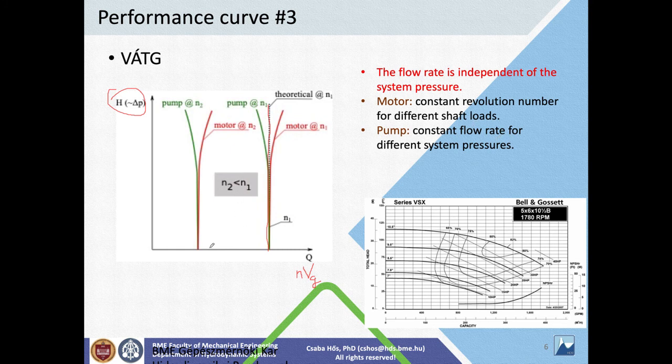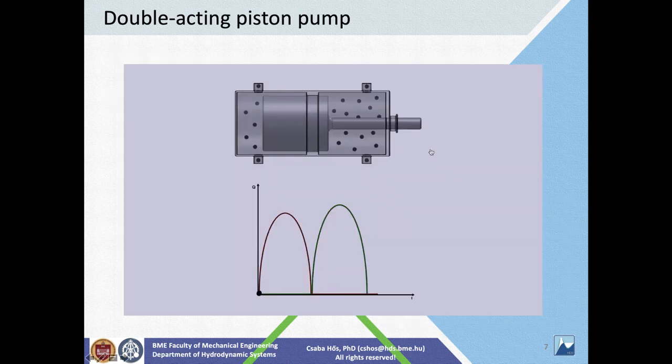Now this does not happen for these machines, and for a pump this means that you have a constant flow rate, no matter what the pressure difference is. The consequences of this behavior will be serious, and I will speak about it next week. Now let's have a look at a few of these pumps.